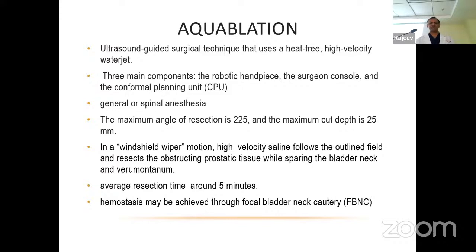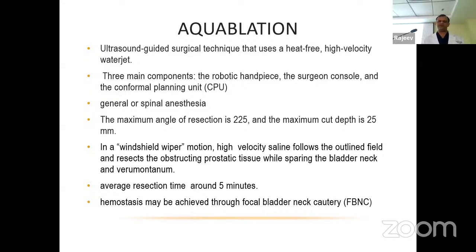Next is aquablation. Aquablation is an ultrasound-guided surgical technique that uses a heat-free high-velocity water jet. There are 3 main components of aquablation: the robotic handpiece, the surgeon console, and the CPU. It is done under general or spinal anesthesia. The maximum angle of resection with aquablation is 225 degrees, and the maximum cut depth is 25 mm.